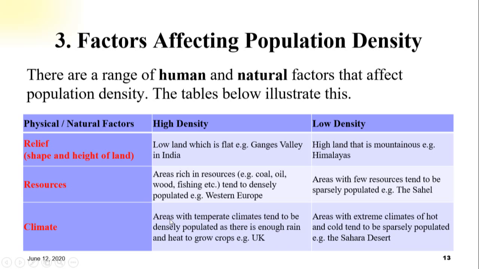Areas rich in resources are densely populated, and areas with few resources tend to be sparsely populated, as in the Sahel. Climate: areas with a temperate climate tend to be densely populated, as there is enough rain to grow crops, etc. Example, the UK. Densely means habitable environment, and sparsely means hostile environment. You understand it, everyone?